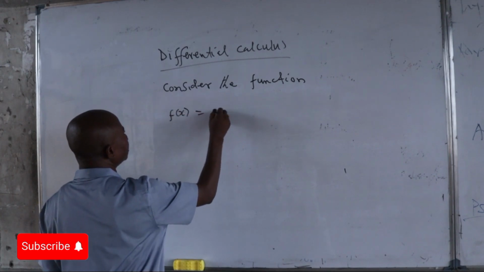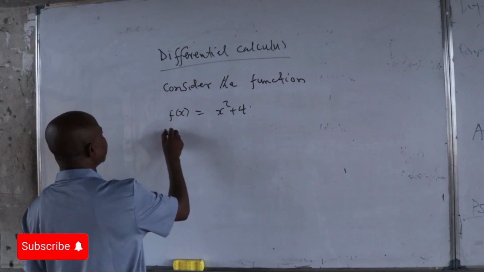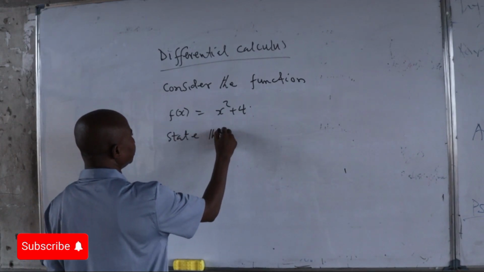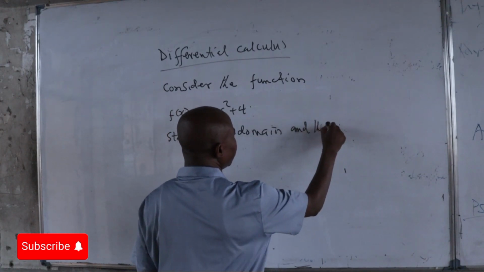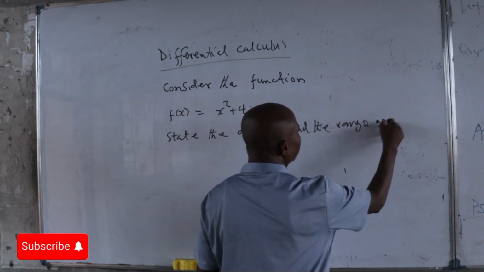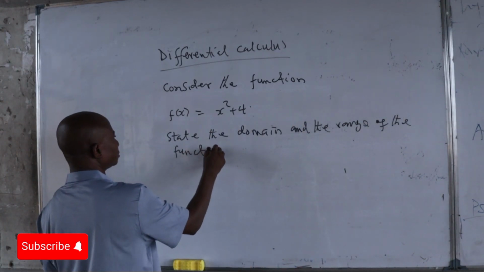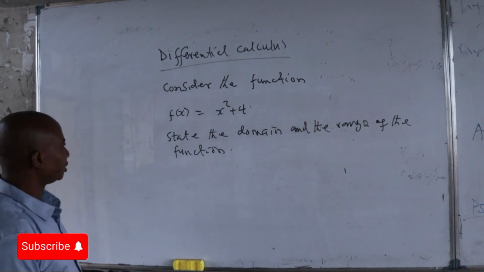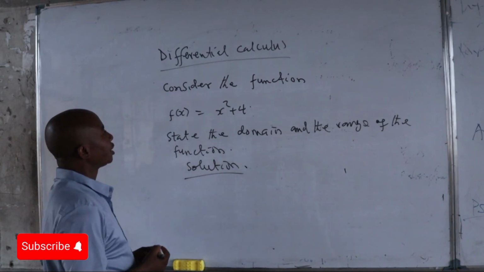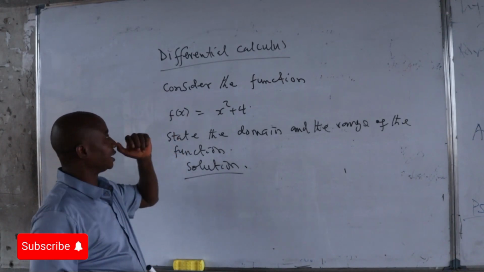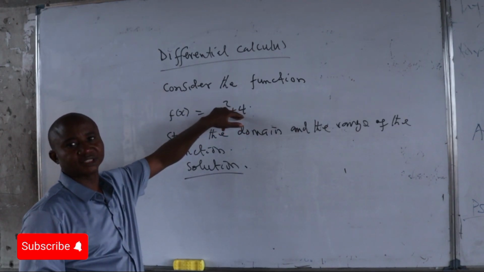of x is x squared plus 4. The question is, state the domain first, and the range of the function. If we look at the function, what the function does is that for any real number given, it squares that real number and adds 4 to it.